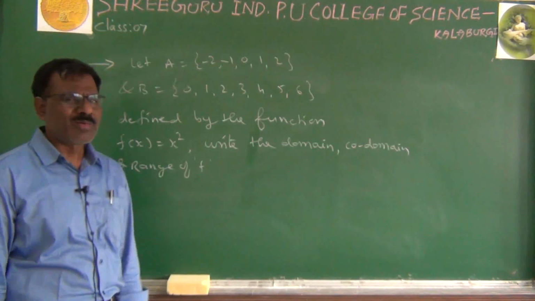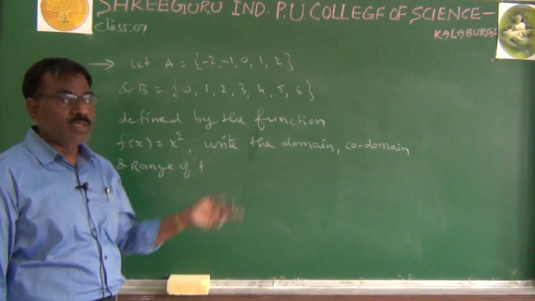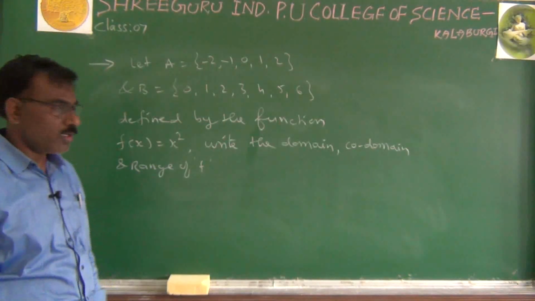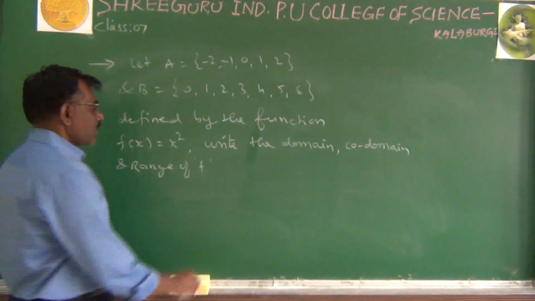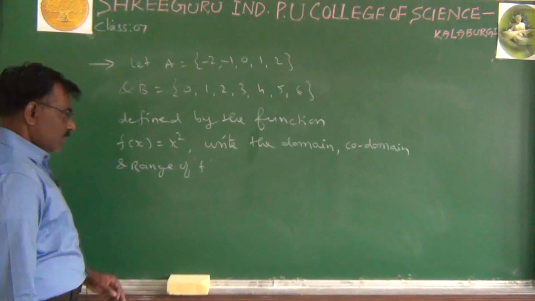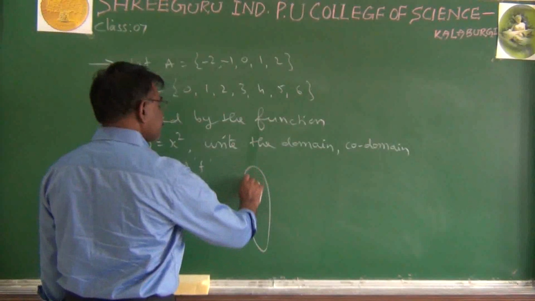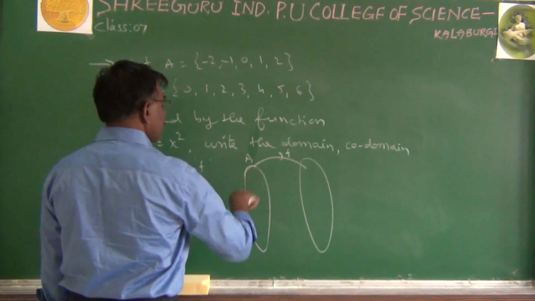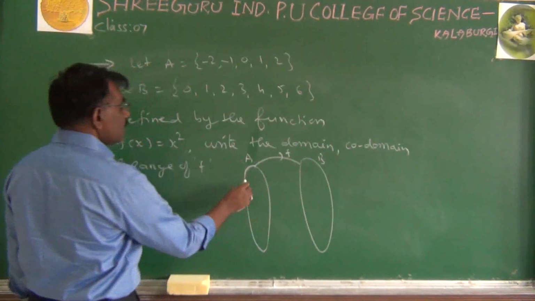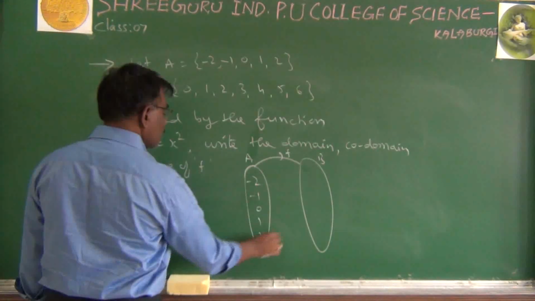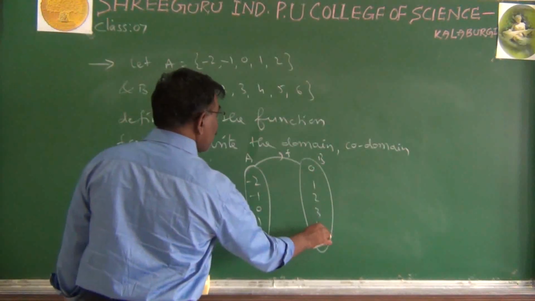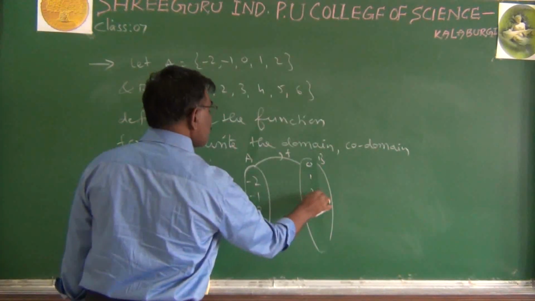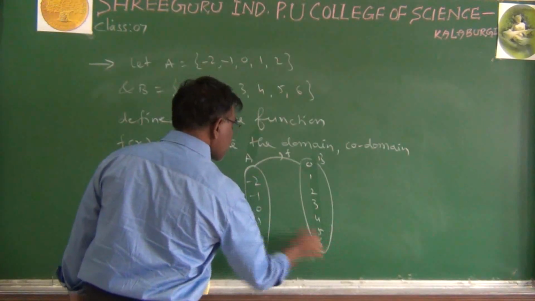Domain and codomain are no problem, because set A and set B respectively are called domain and codomain. So range is very important. Range means, so what is here? This is set A, this is set B. f from A to B, okay? What is set A? Minus 2, minus 1, 0, 1, 2. And B is 0, 1, 2, 3, 4, 5, 6.